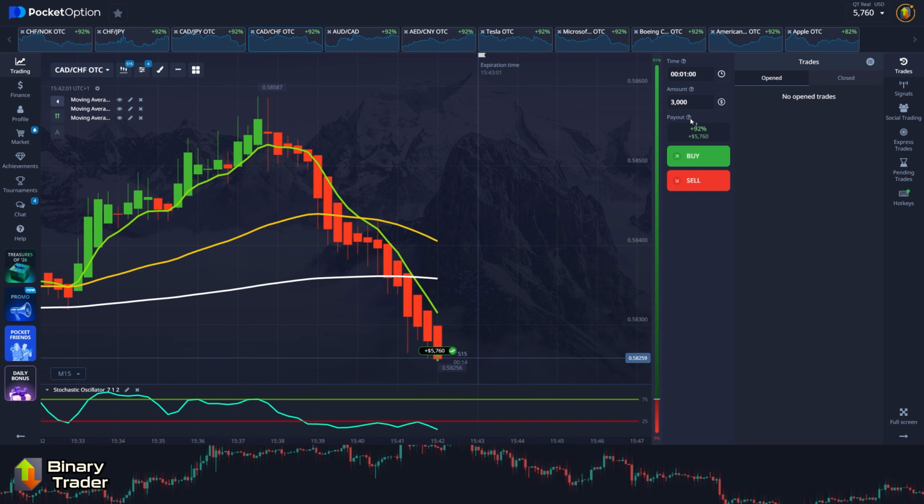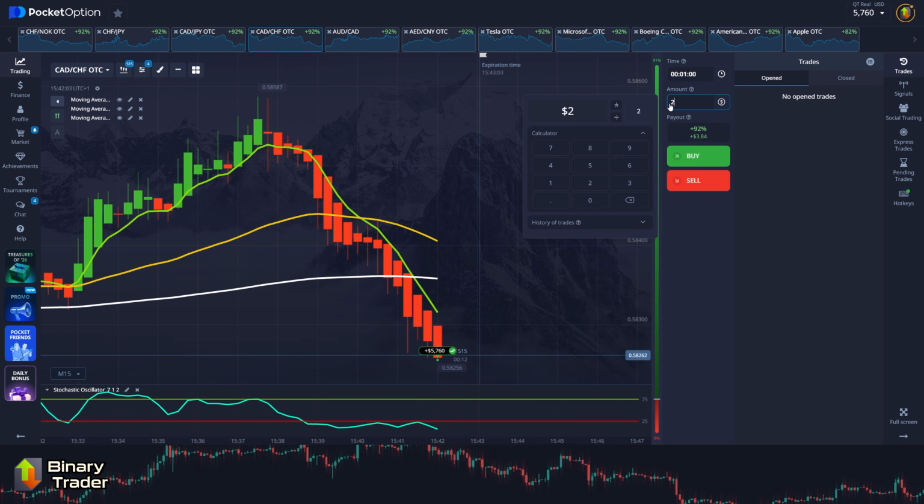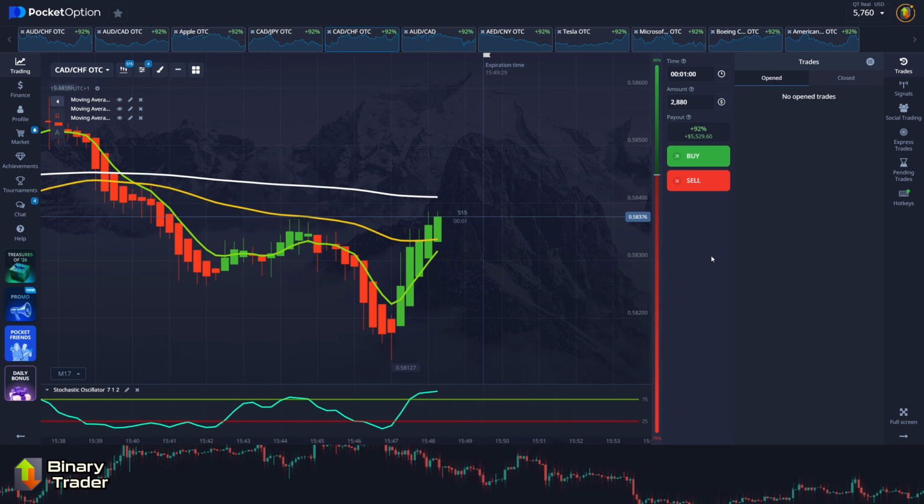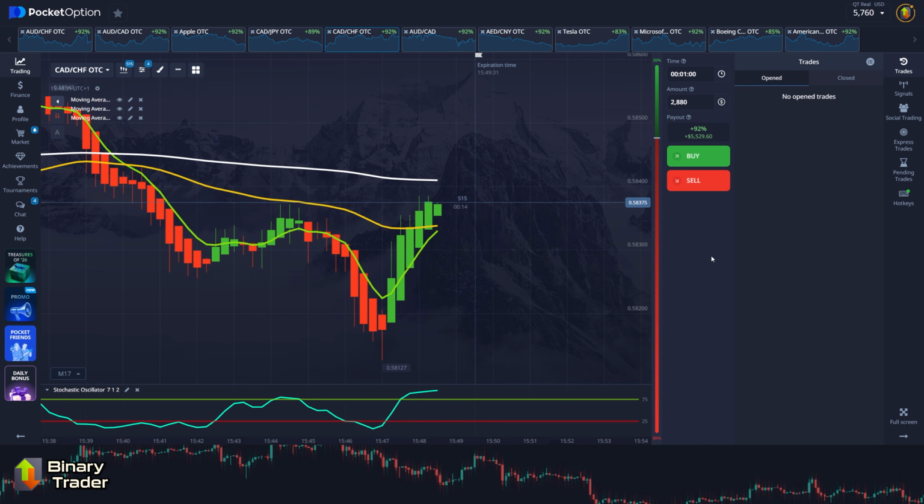My first trade finished successfully. I'm looking for the next entry. This seems like a good potential bullish setup.